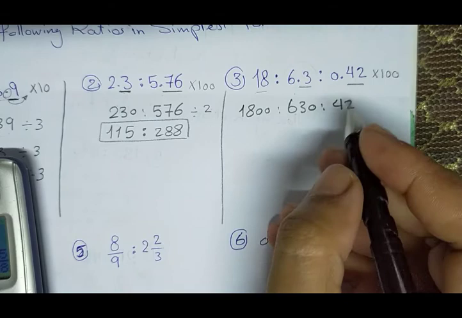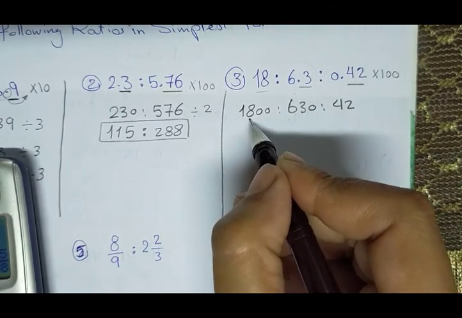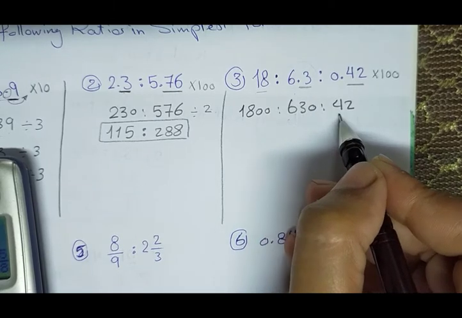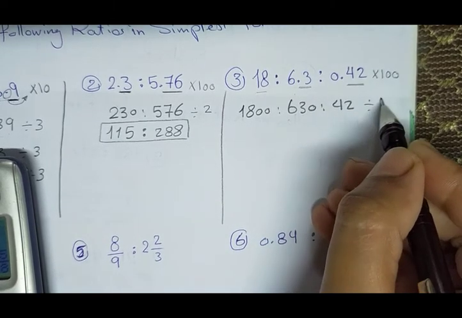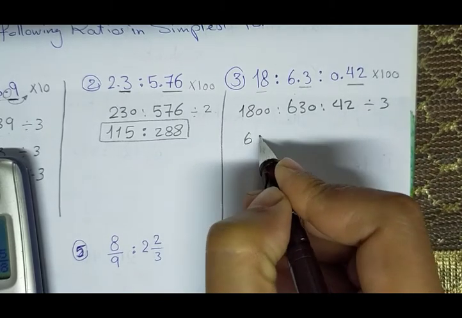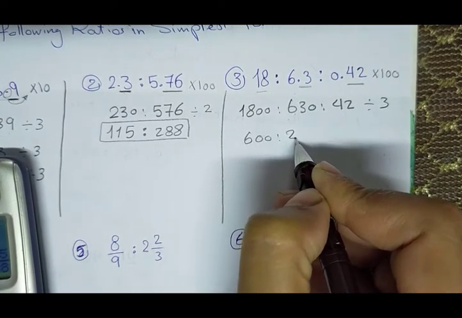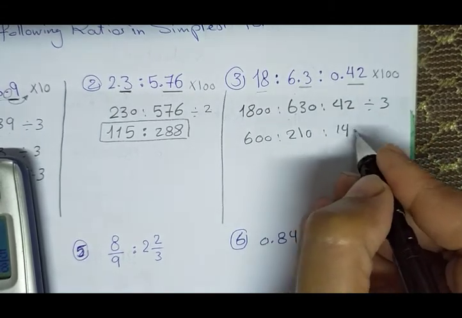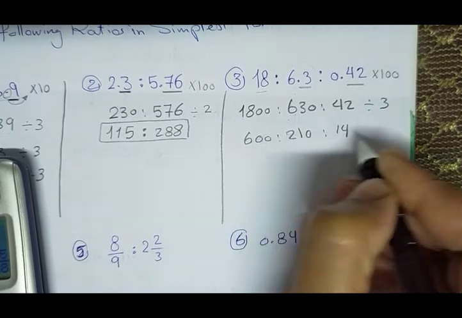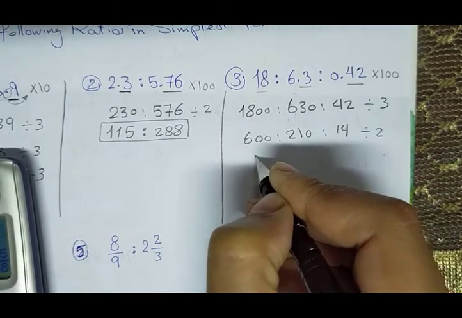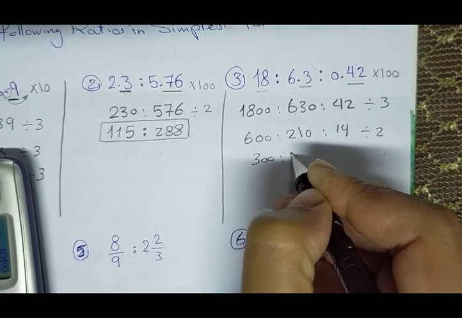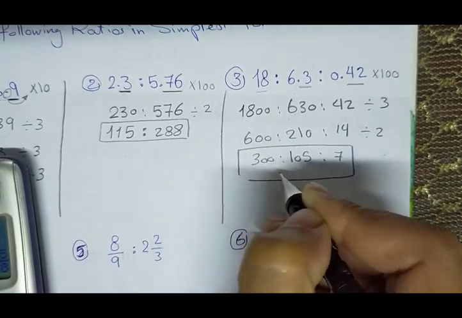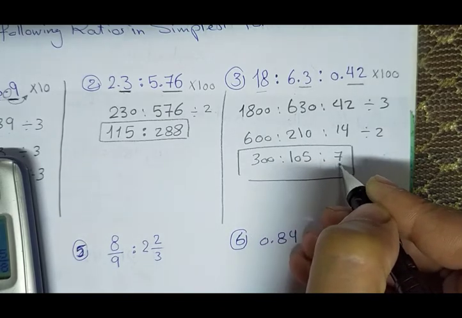I can simplify by divide. 1 plus 8 is 9, plus 0 plus 0 is 9. 6 plus 3 is 9, plus 0 is 9. 4 plus 2 is 6. Can simplify by divide 3. By divide 3, 600. By divide 3, 210. By divide 3, 14. I can simplify by divide 2, this is even. Divide 2, 300. Divide 2, 105. Divide 2, 7. So the simplest form is 300 to 105 to 7.